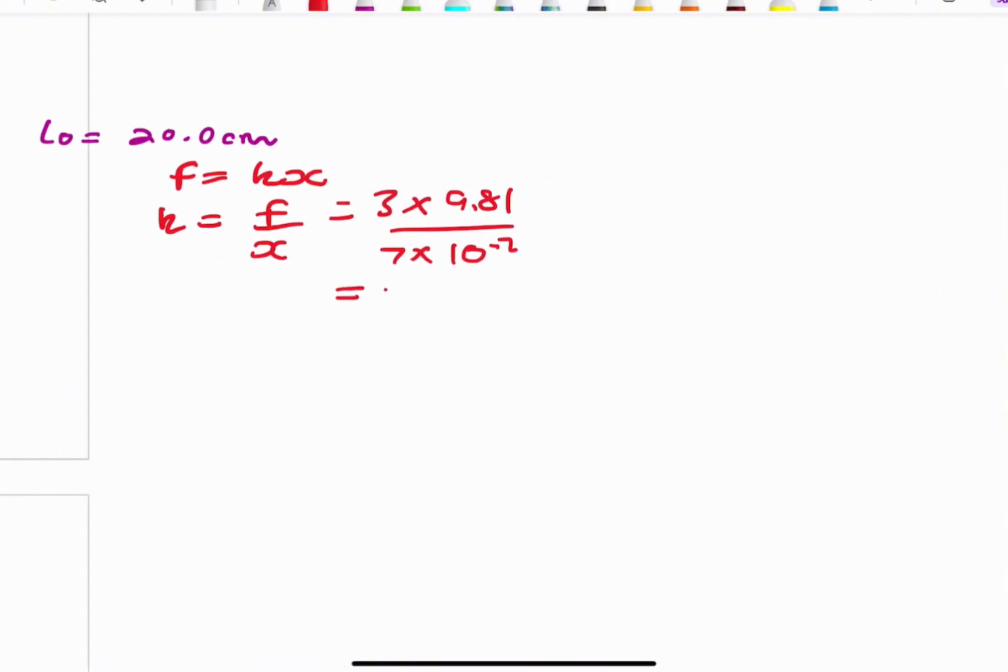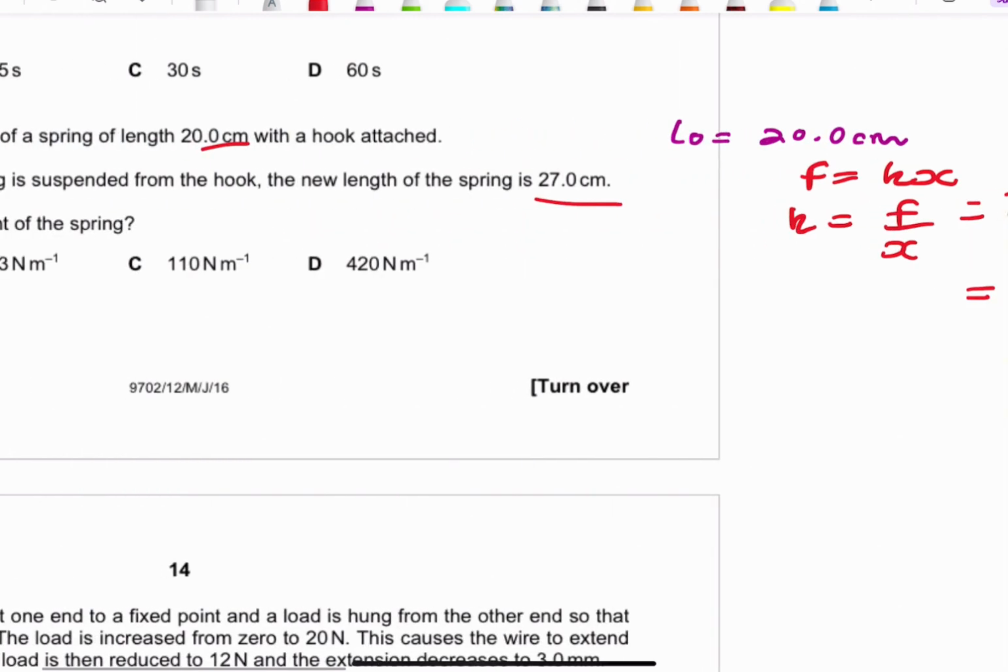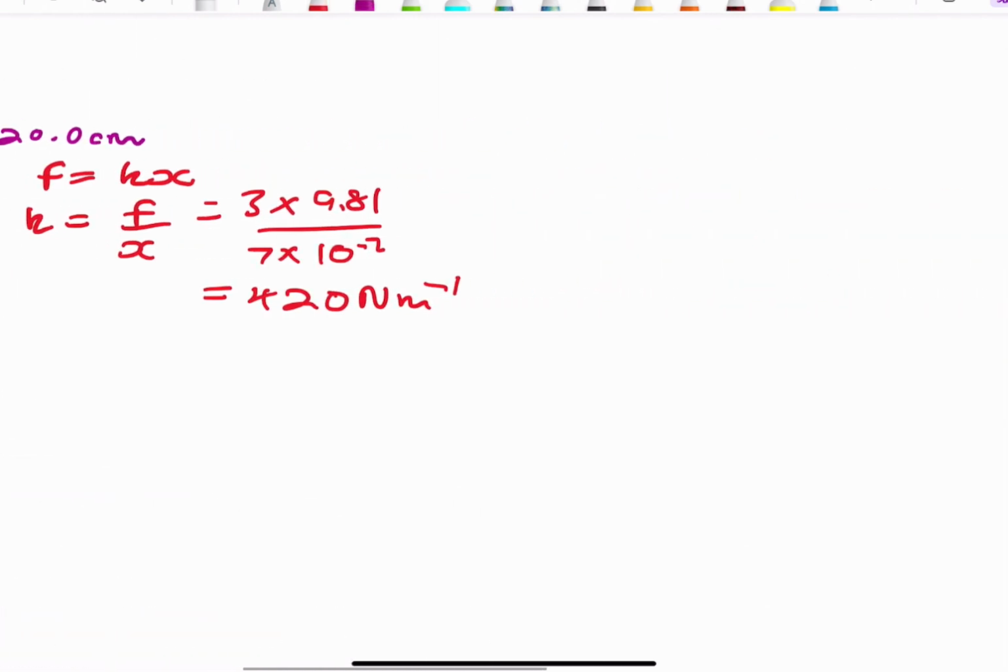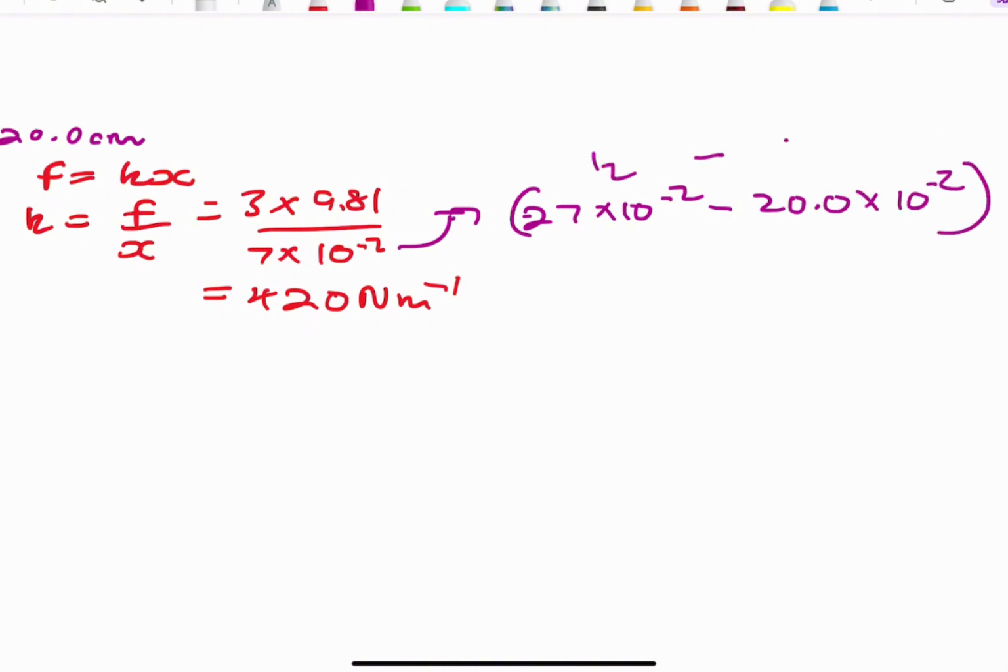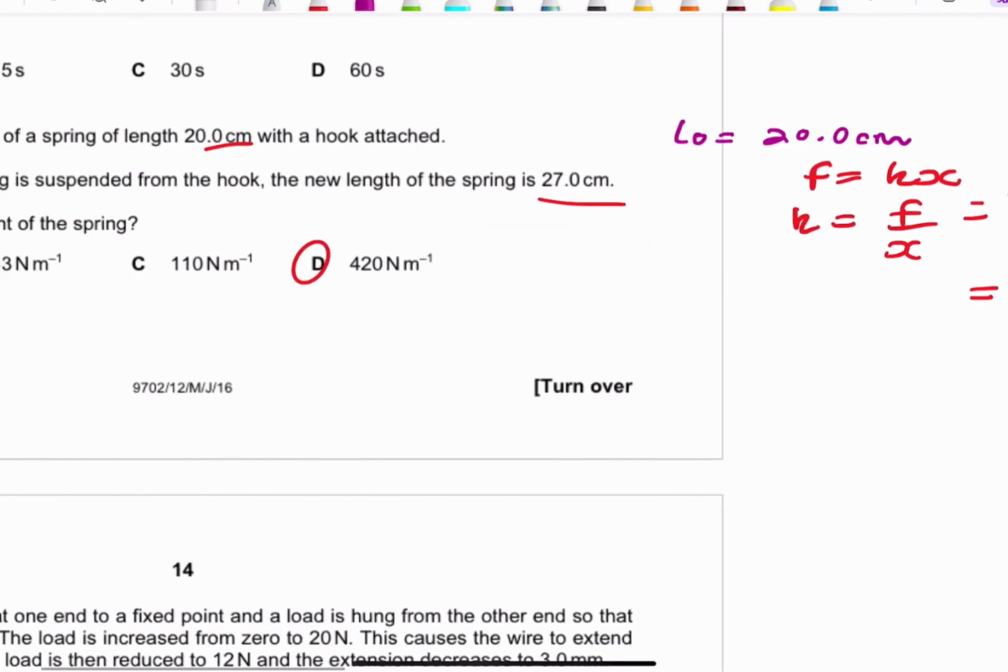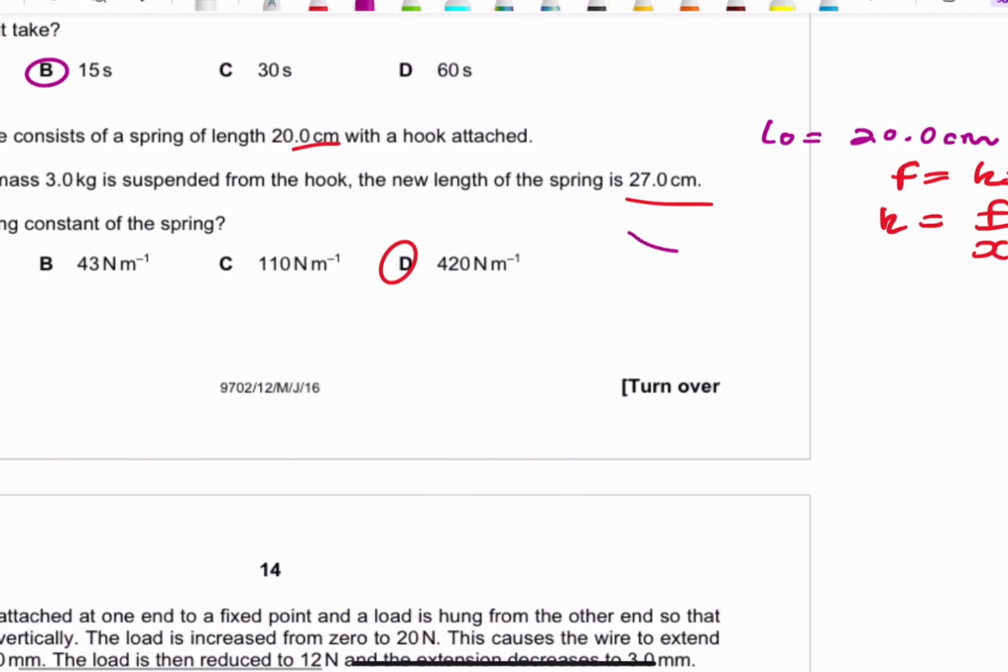That's going to give me a value of K of 420 Newton per meter, right? This is coming from 27 times 10 to the power of negative 2, subtract 20.0 times 10 to the power of negative 2, L2 minus L1, which would be the value of my extension X. So just be thinking about where that comes from. So the answer is D.